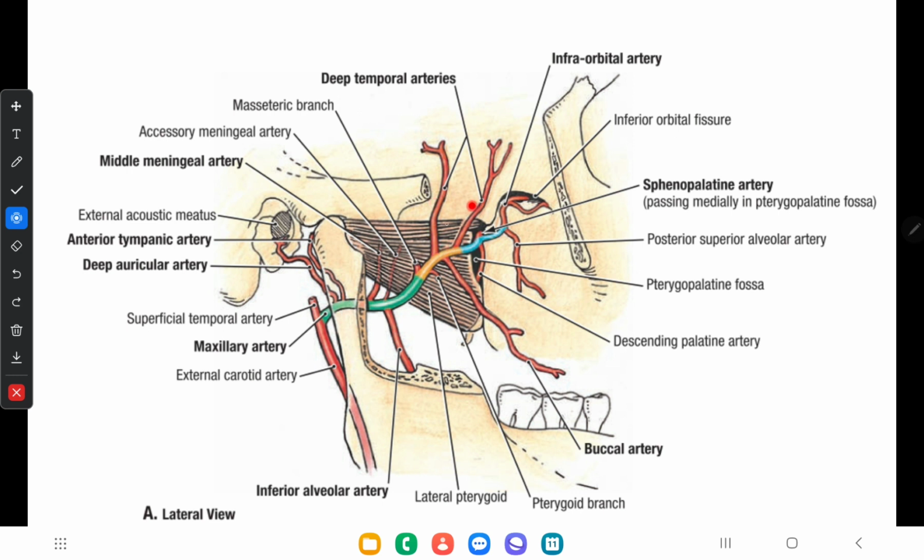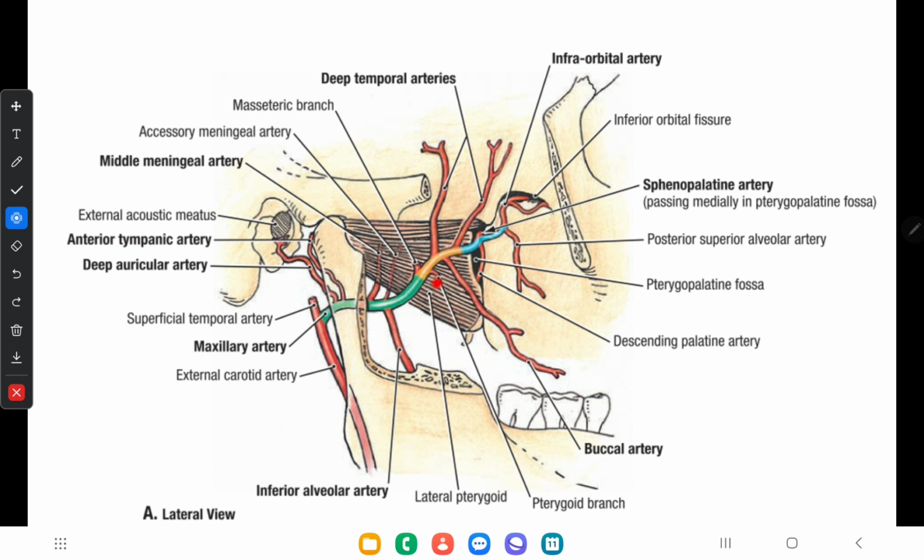Deep temporal arteries give blood supply to the temporalis muscle. The masseteric branch supplies the masseter muscle. The buccal artery supplies the buccinator muscle. The pterygoid branch supplies the medial and lateral pterygoid muscles. So, you can easily remember the branches of that part as those.